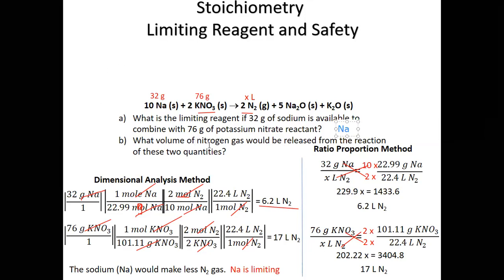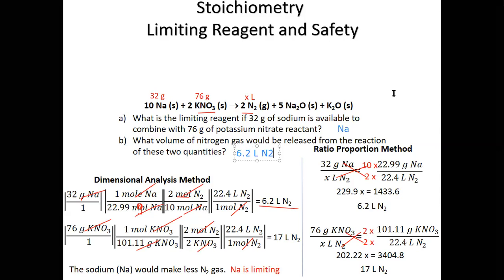Second part of the question: what volume of nitrogen gas would be released? Whatever volume we calculated is the volume that would be released. It can't release 17 liters because when we run out of sodium, the reaction stops. So it can only produce 6.2 liters of N2, or nitrogen gas.